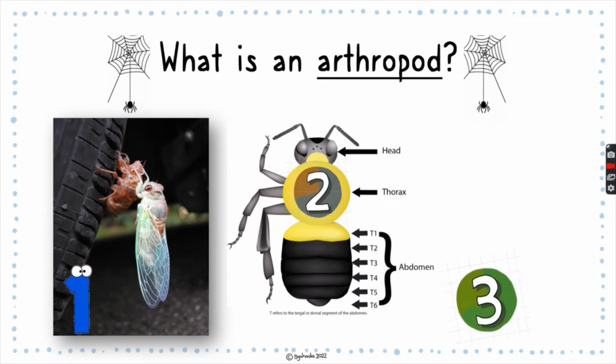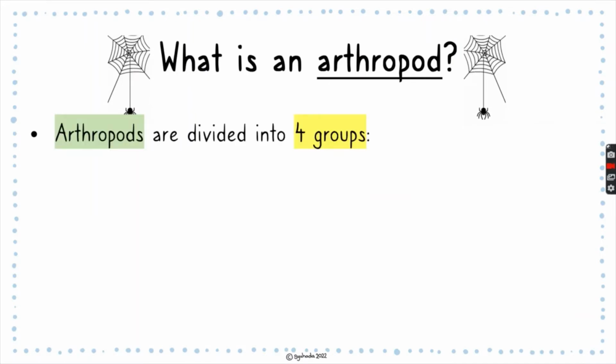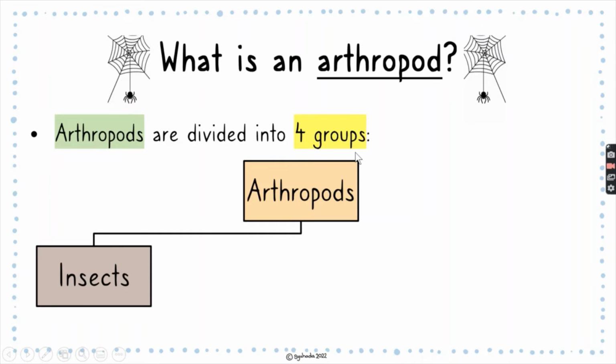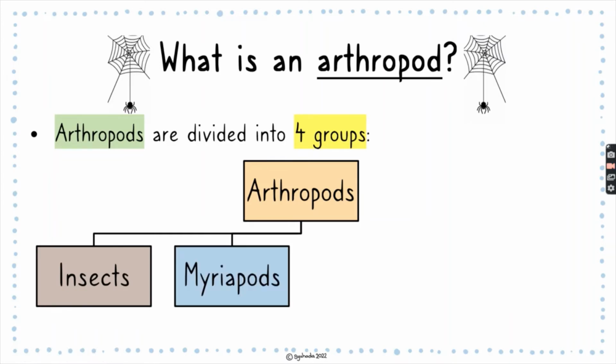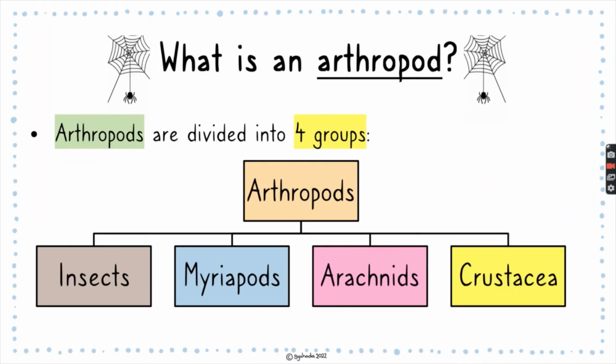They have segmented body. Some of them are divided into head, thorax, and abdomen. Others are a bit different, and they all have jointed legs. That means that they have these different parts that are pretty much joined together. That's what we mean by jointed legs. Arthropods are divided into 4 main groups. You have insects, myriapods, arachnids, and Crustacea.